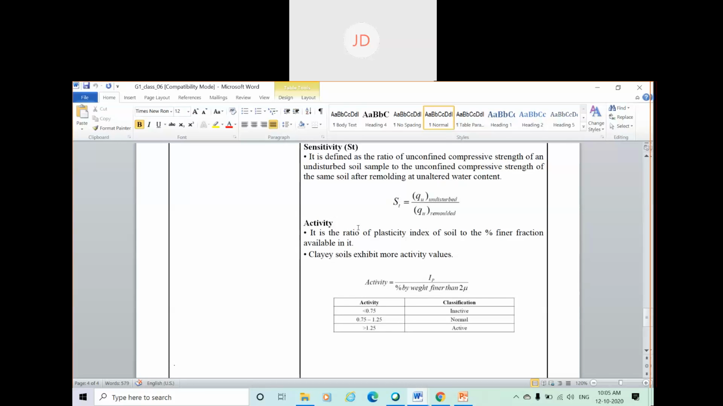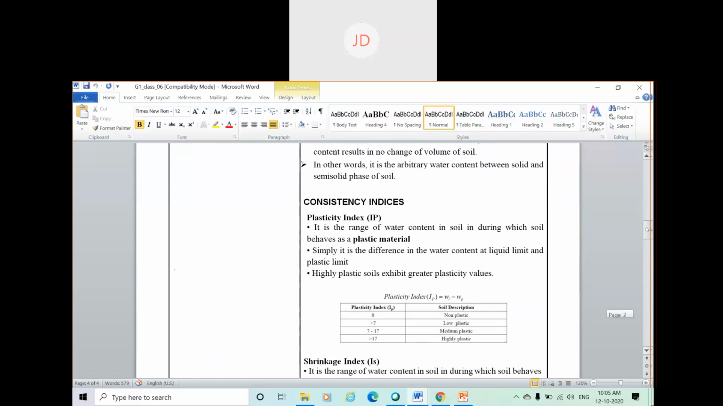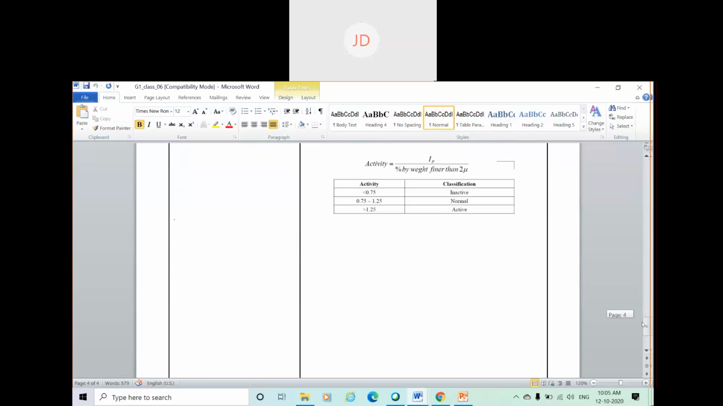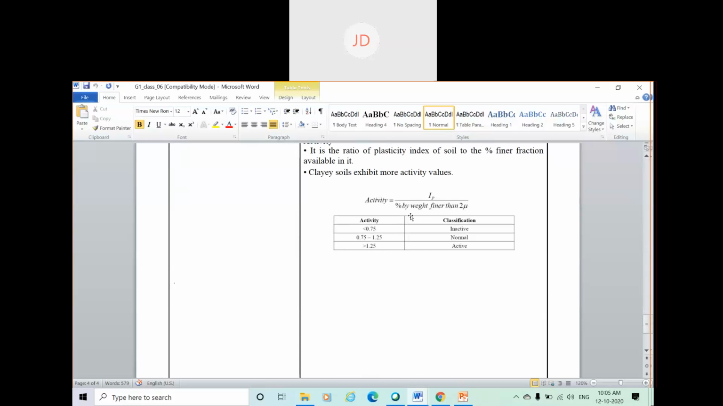From research, activity is defined as the ratio of plasticity index, that is IP, divided by the percent of soil finer than 2 micron, which you get from the same analysis. It is 0.002 millimeter, the size for clay soil. The percentage finer than 2 micron represents clay soil. So IP divided by the weight percentage of clay soil gives you activity. Simple as that.